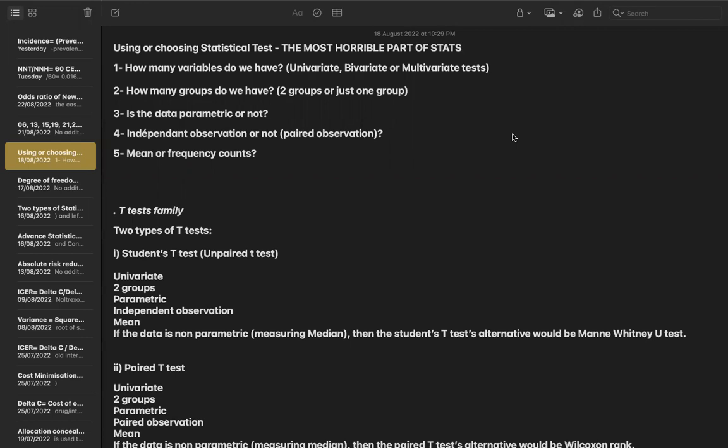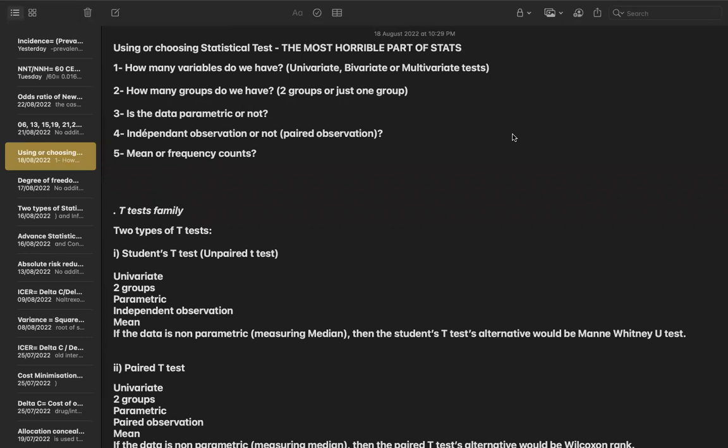Question number one: how many variables do we have? For example, univariate, bivariate, or multivariate. Do we have only one variable, two variables, or multiple variables? Because obviously, on the basis of this, we'll choose our statistical test. We all know what a variable is, so I'm not going into the detail of variables and data.